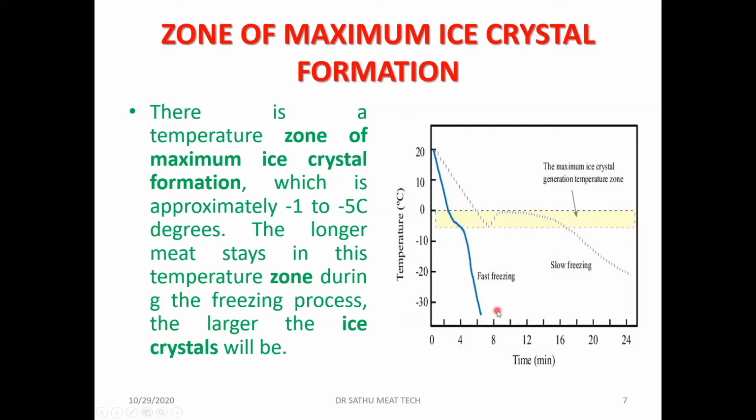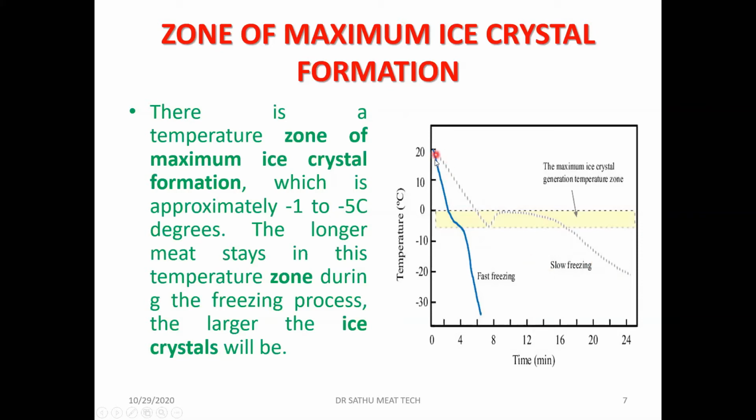For example, if you take meat, the meat core temperature should pass through -1 to -5 as quickly as possible, so the deterioration of the quality of the meat will be less. There are two types of freezing which we are going to discuss. In slow freezing, it takes more time to pass through this zone of maximum ice crystal formation, so the deterioration in the quality of the meat or the food material will be more in slow freezing. Why? I'll be discussing that.